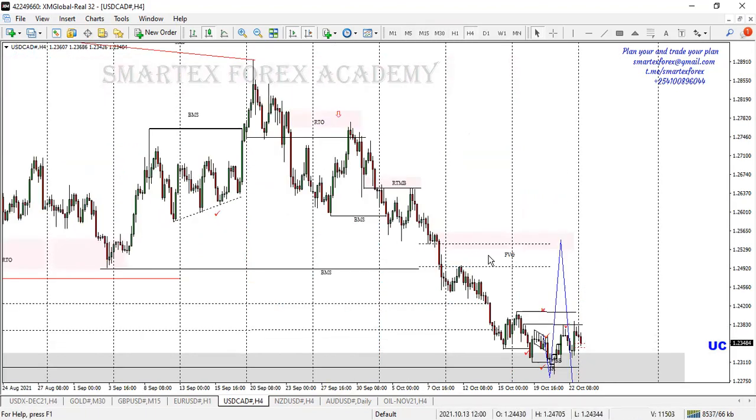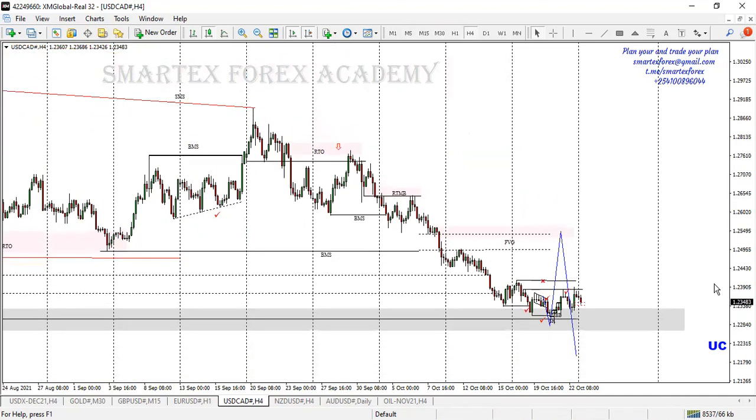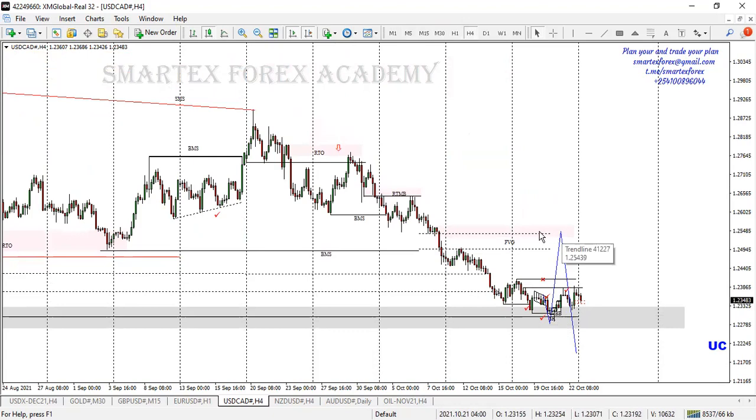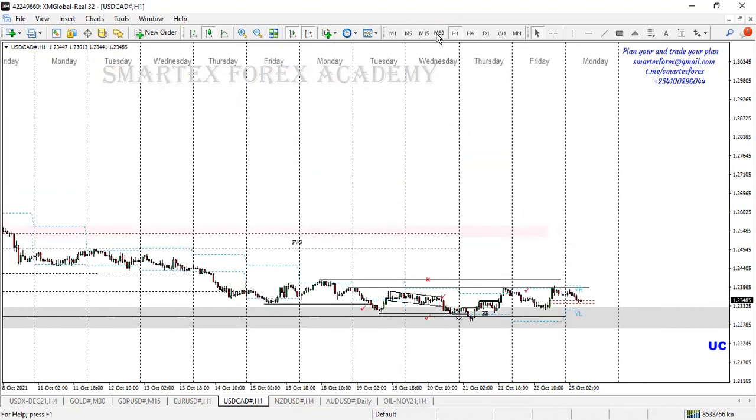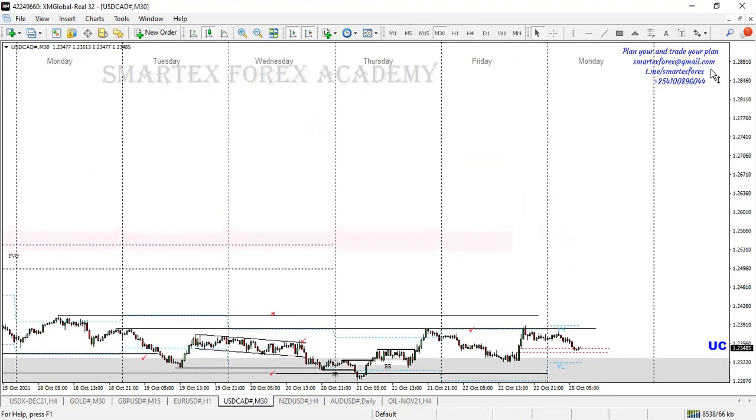Again, in H4, we had this OB here that we said we were looking for, and this fair value gap. There was this one that was filled halfway, so we expected this week for it to be filled fully if possible. We don't know if that's what price is going to do, but that's what at least we expect. We'll see what unfolds.